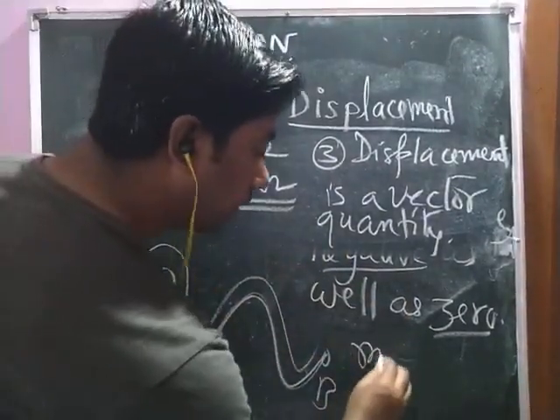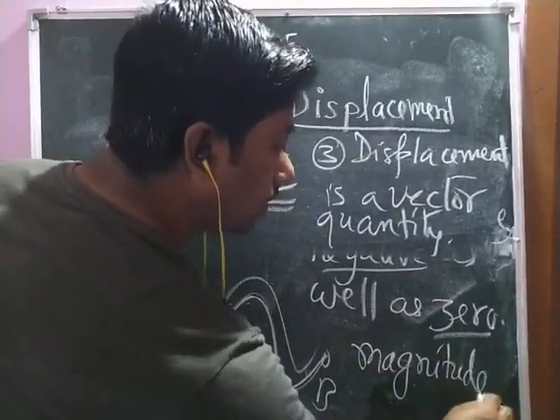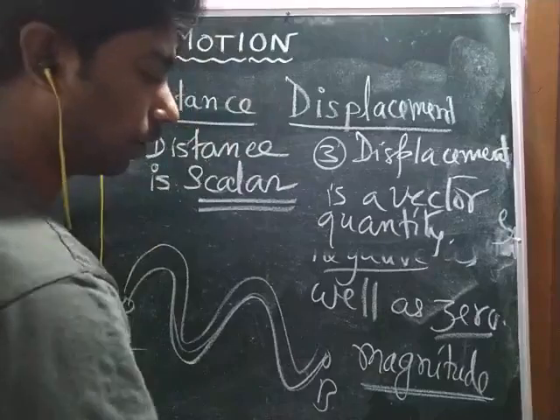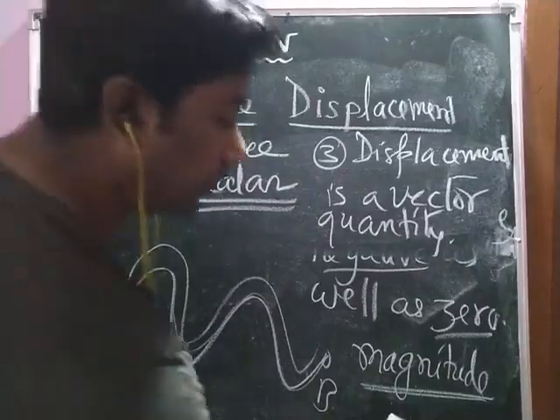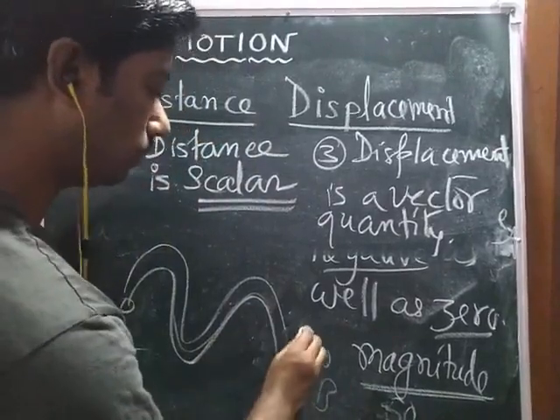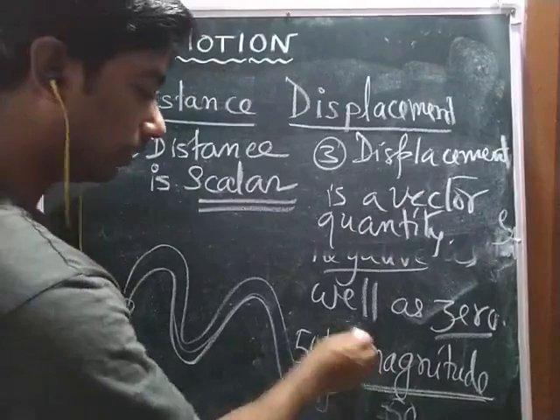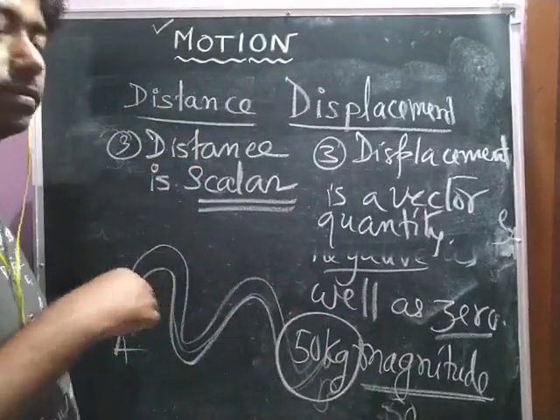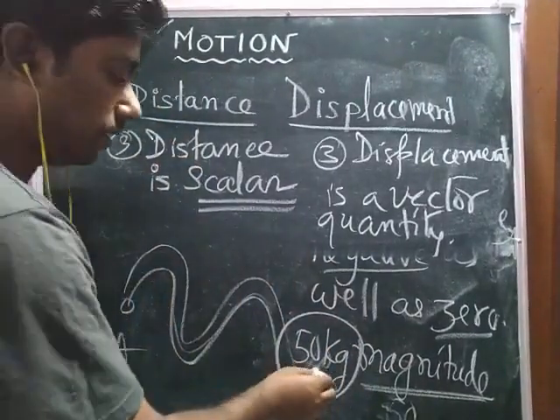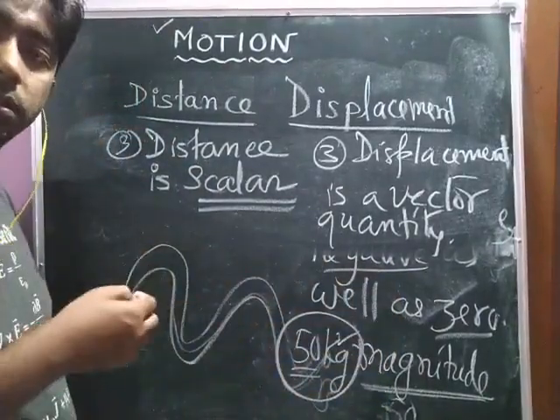Magnitude of a quantity means, suppose I say that a body has a mass of 50 kg. This is the magnitude of that physical quantity. 50 is the numeral and this is the unit. This is known as magnitude.